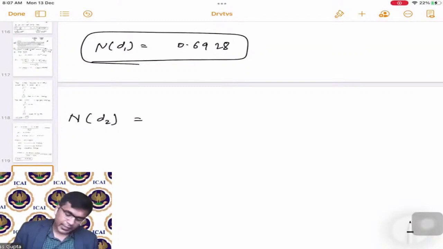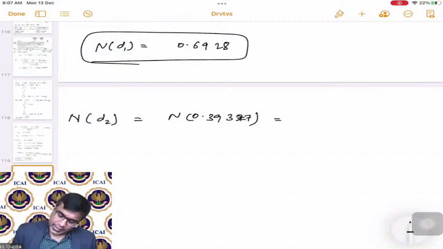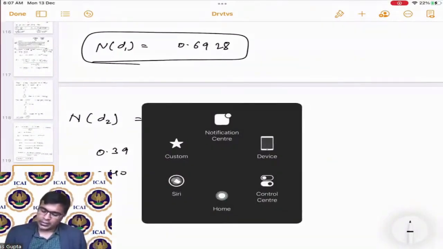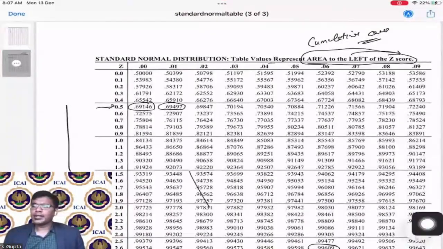ND2 is equal to N(0.39327). Correct? This is what we have to find out. So in this case, we will take a lower value of 0.39 and a higher value of 0.40, and then we will do the interpolation technique. Now again, going back to the standard normal distribution table, you can easily find it on the internet also, correct?